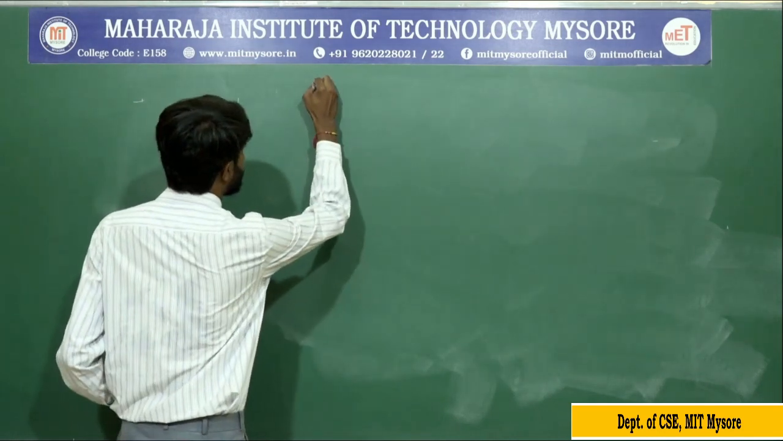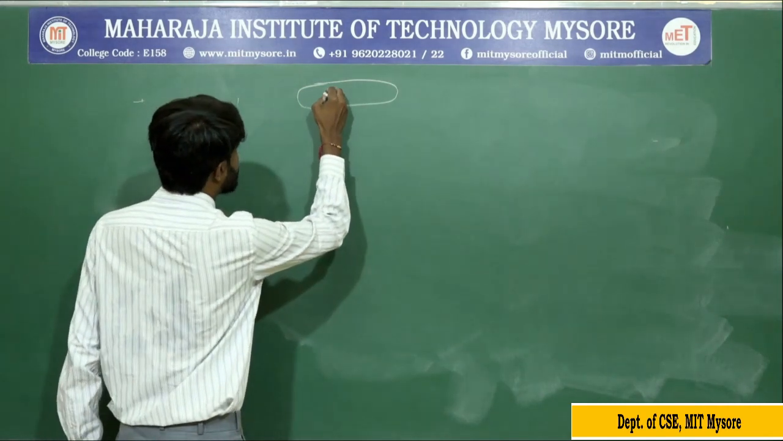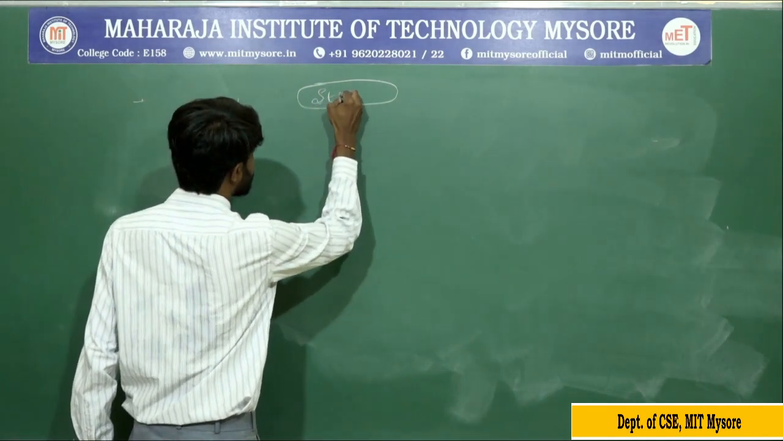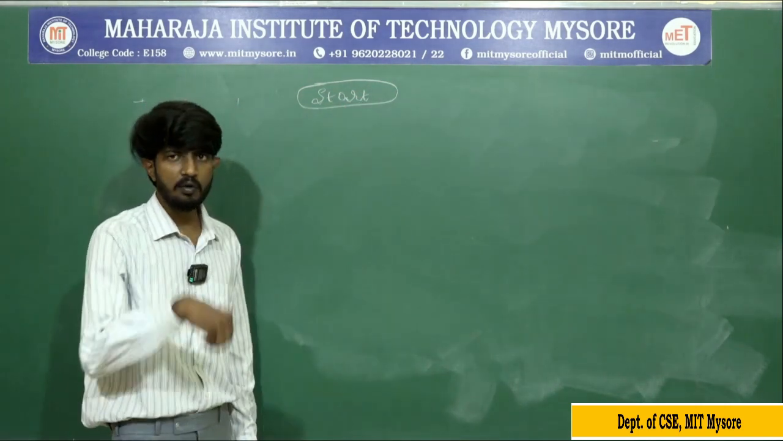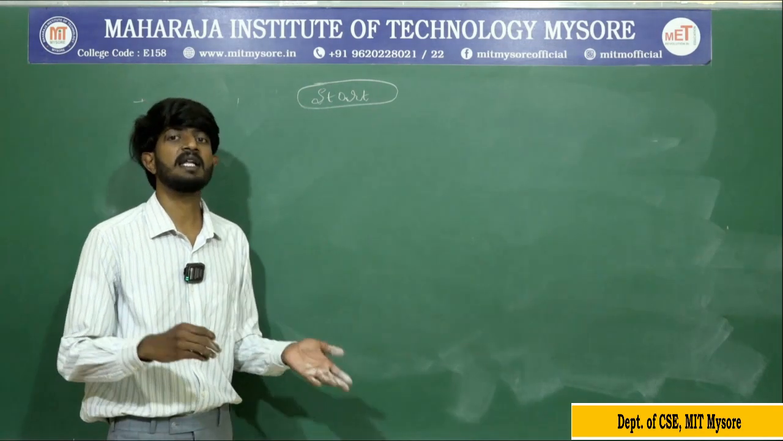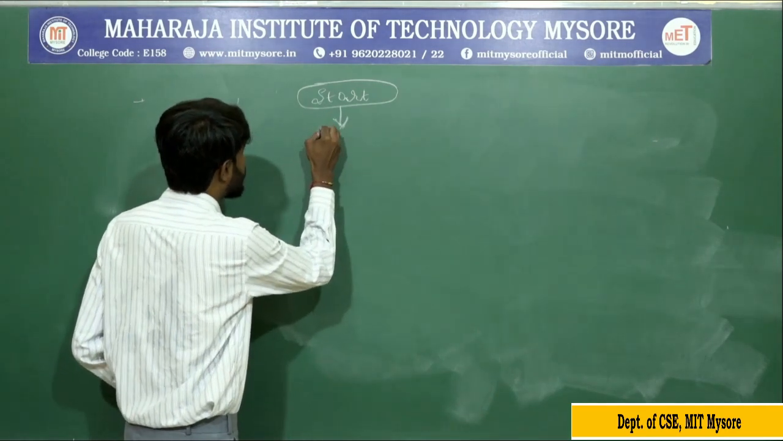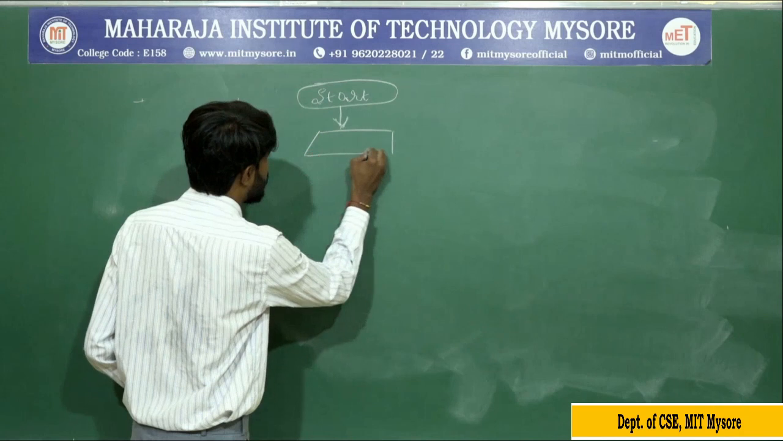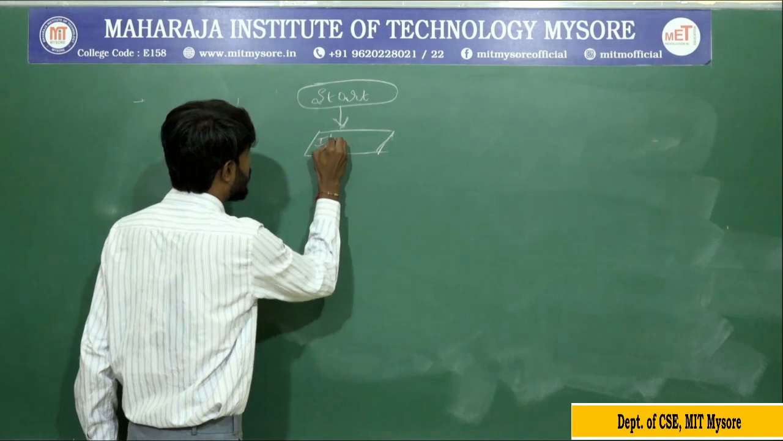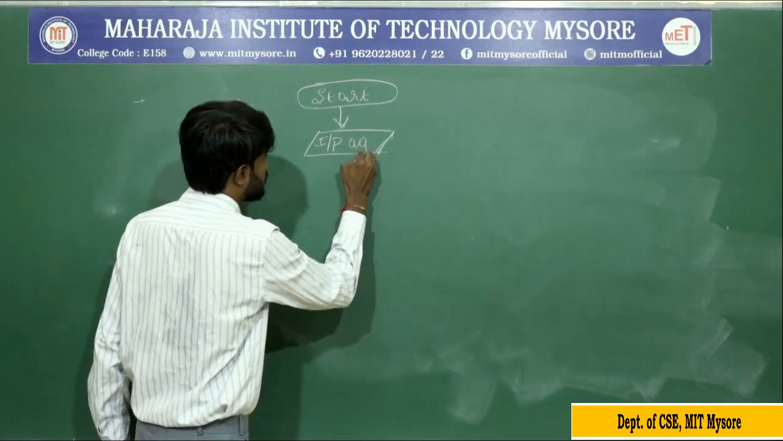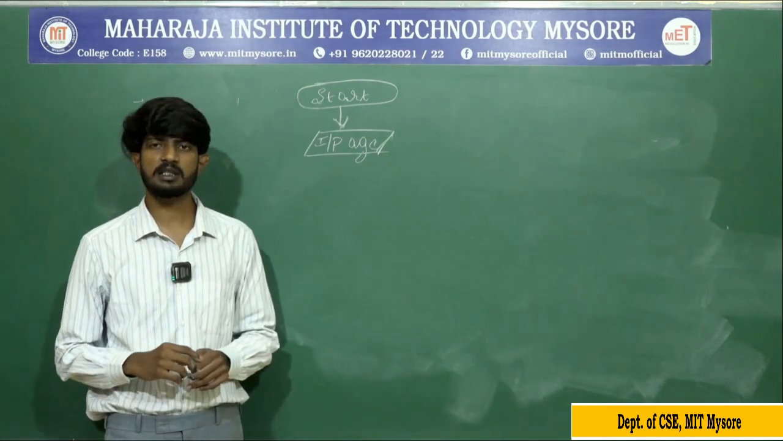First we need to start. For start, we are going to use the process symbol. Start. Next we need to take the input from the user, the age of the student. So after start, we are going to take the input age. The age is an input.